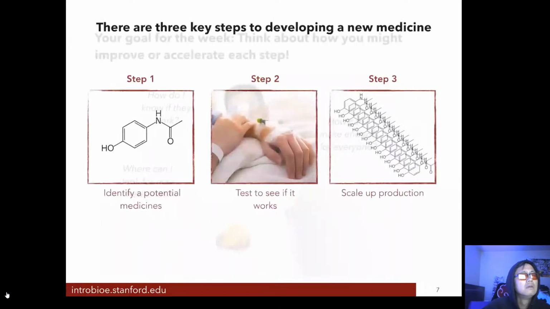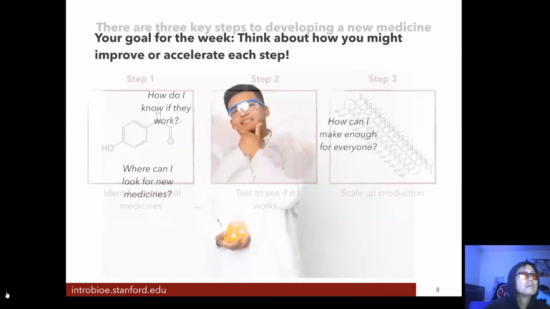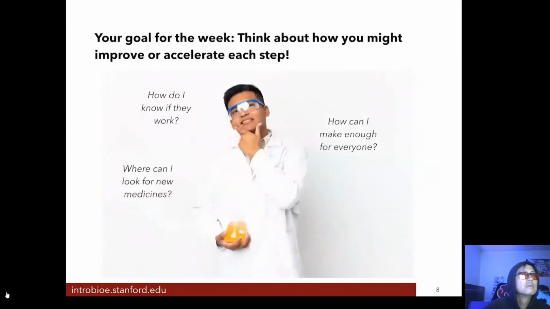Okay, so the 3 steps to developing new medicines that I want us to focus on are identifying potential medicines. So that's the first step in the development of something new, testing to see whether or not these medicines work, and then scaling up production. And our goal for the week is to think about how you might improve or accelerate each step. So I want you to be thinking throughout the week, where can I look for new medicines? How do I know if this new thing that I've identified is working? Is it actually helping to cure someone's disease? And how can I make enough of a medicine once I know it works?